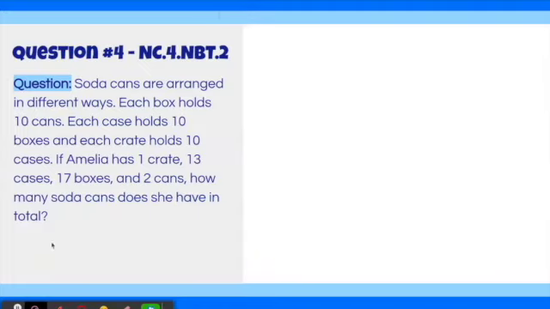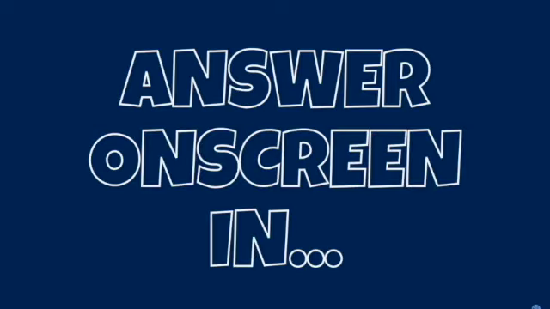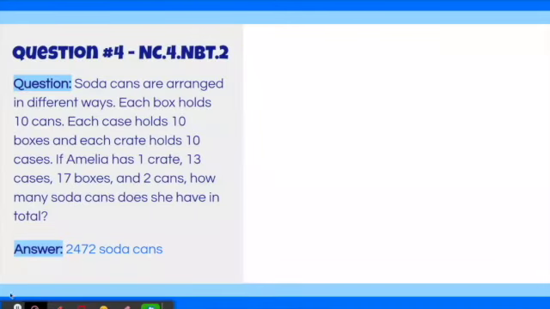Question number 4. Soda cans are arranged in different ways. Each box holds 10 cans. Each case holds 10 boxes, and each crate holds 10 cases. If Amelia has 1 crate, 13 cases, 17 boxes, and 2 cans, how many soda cans does she have in total? Okay, so pause the video here if you need more time with this question. So the answer to this question is 2,472 soda cans.